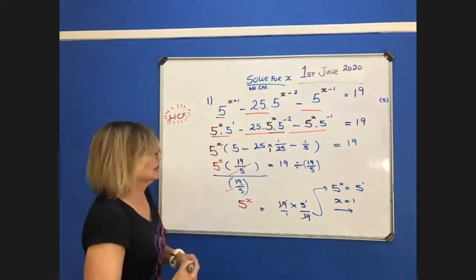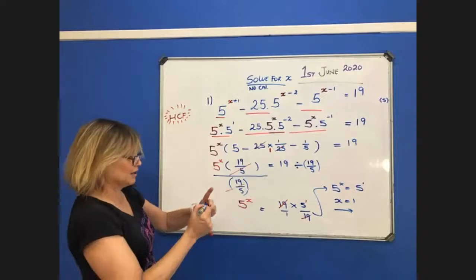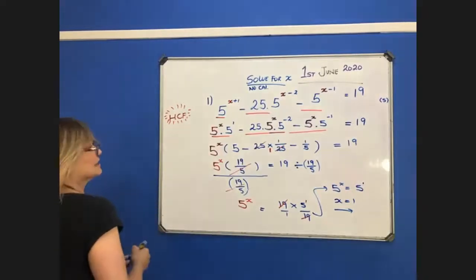All right, so that is what you were meant to do for number 1. Mark allocation is as follows.